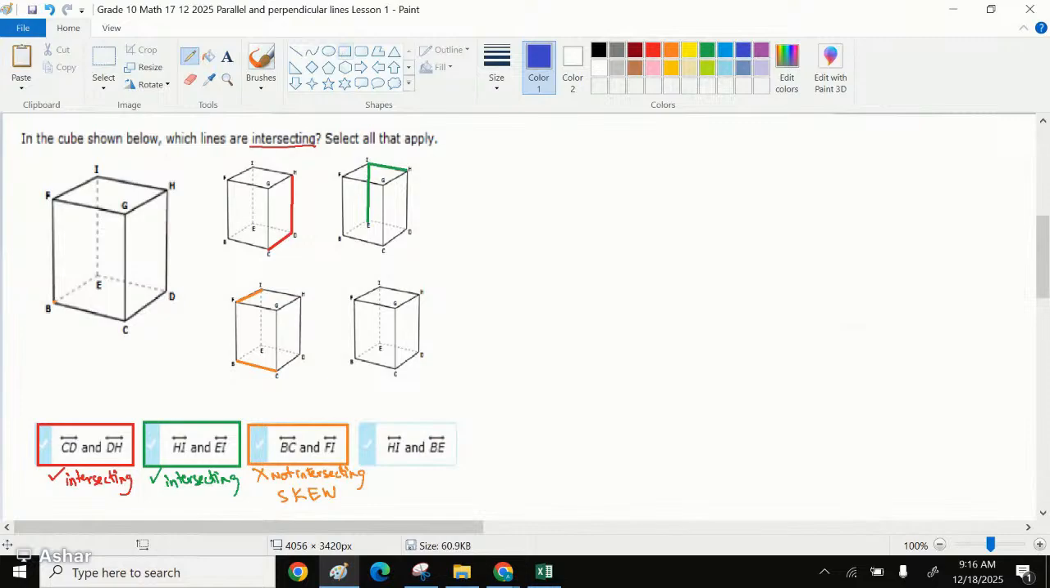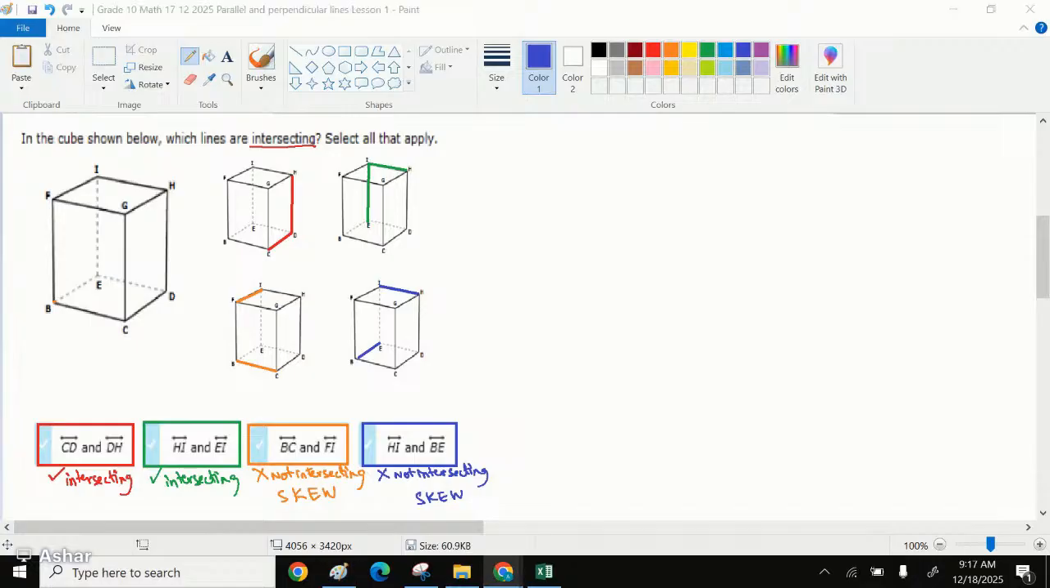Moving on next, HI and BE. This is HI, and where is BE? BE is over here. They are in different planes. So that means they are not intersecting, right? But they are skew. We are just doing it for ourselves. The correct answer is the first option and the second option, but the last two options are for the skew. Okay.